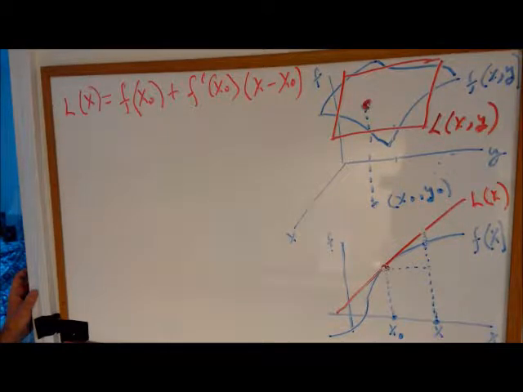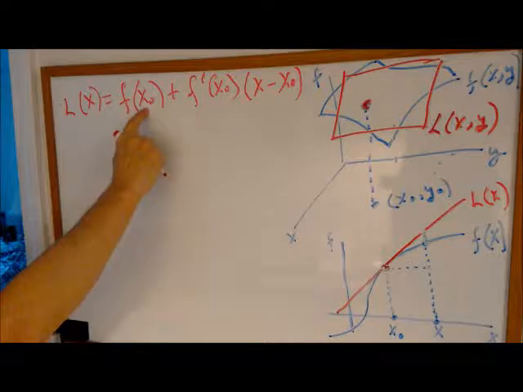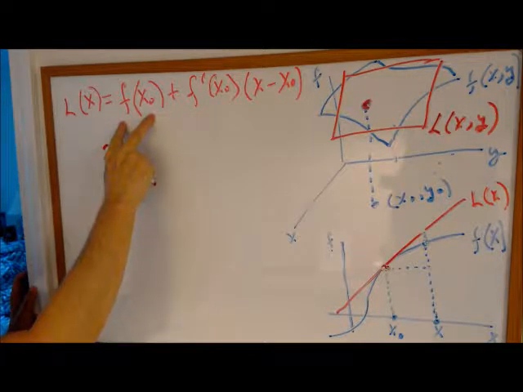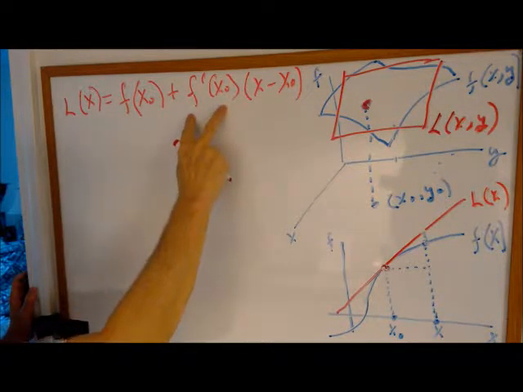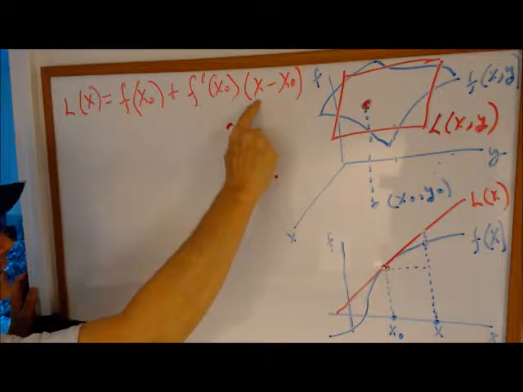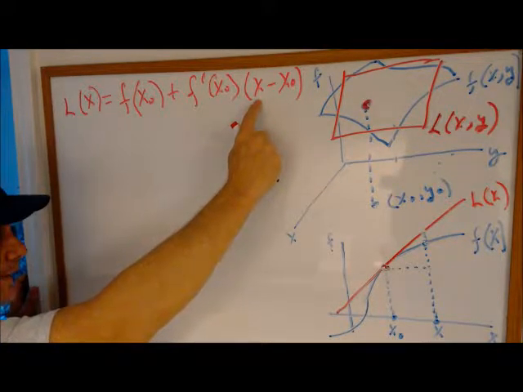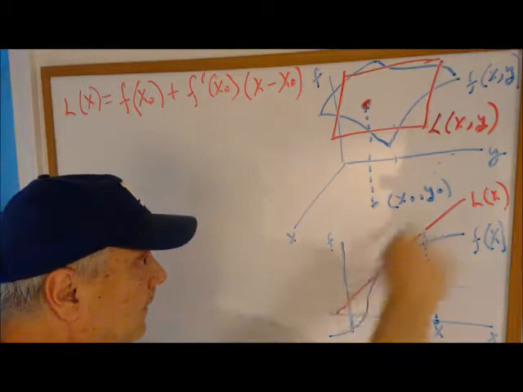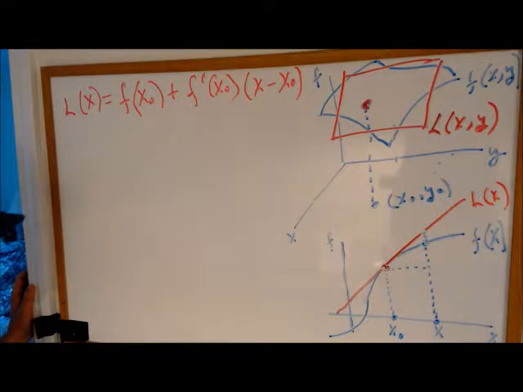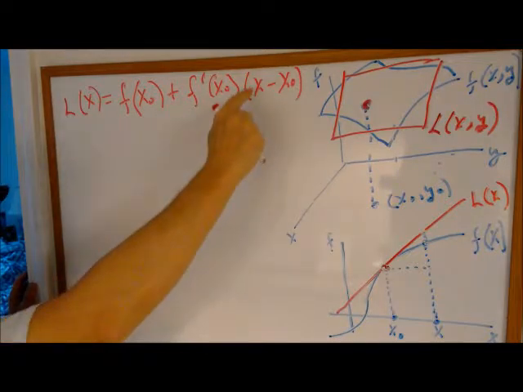Okay? And that's all there is to it. Notice that this is a number, this is a number, this is a number, this is a number, this is a number. So what you're left with is the variable x. X could be anywhere along the red line. So it's a function in a single variable x that is necessarily linear.